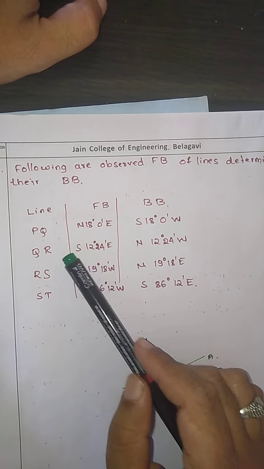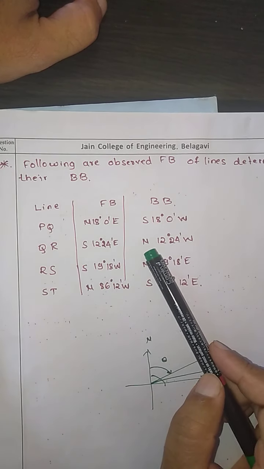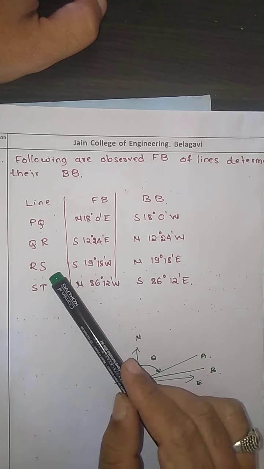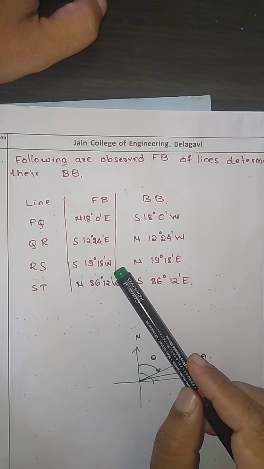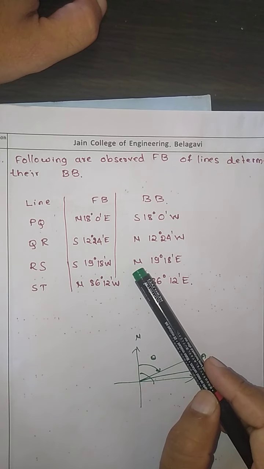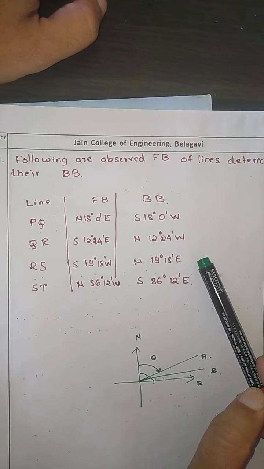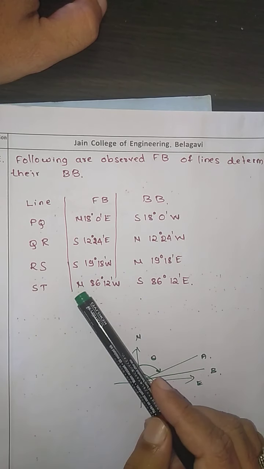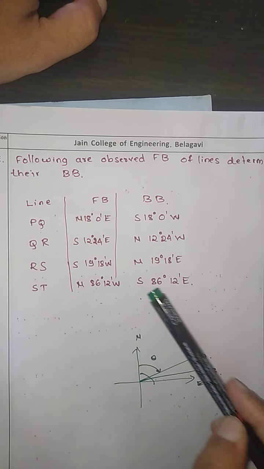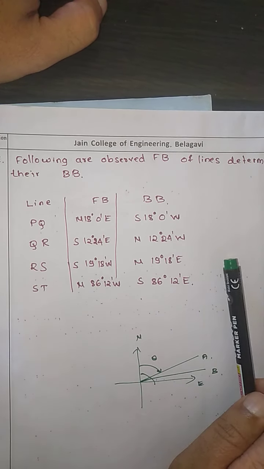Now again QR, it is south 12 degree 24 minutes east, so it is north 12 degree 24 minutes west. RS is south 19 degrees 18 minutes west. Again your back bearing will become: south will become north and west will become east. So 19 degree 18 minutes east. Then ST is north 86 degrees 12 minutes west. So here it is south 86 degrees 12 minutes east.